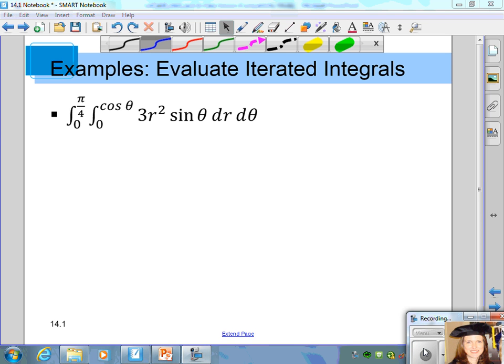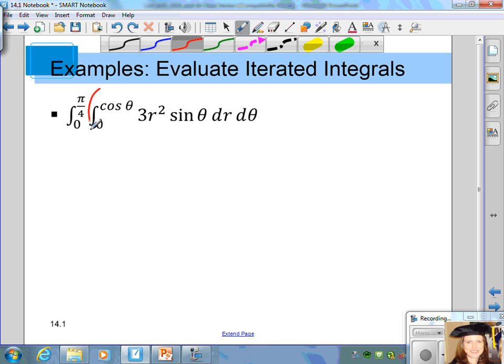This video shows another example of an iterated integral from section 14.1. The integral from 0 to pi over 4 of the integral from 0 to cosine theta of 3r squared sine theta dr d theta. You can pause the video now, try this one on your own, and come back and check your work. In this case, the iterated integral uses the differentials of dr and d theta.